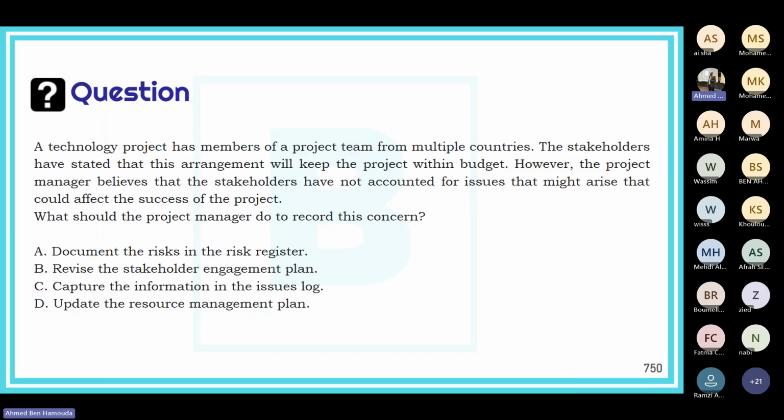All right. A technology project has members of a project team from multiple countries. The stakeholders have stated that this arrangement will keep the project within budget.